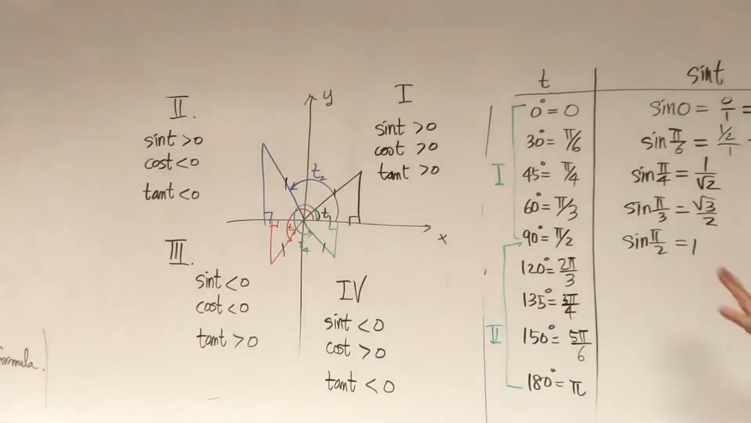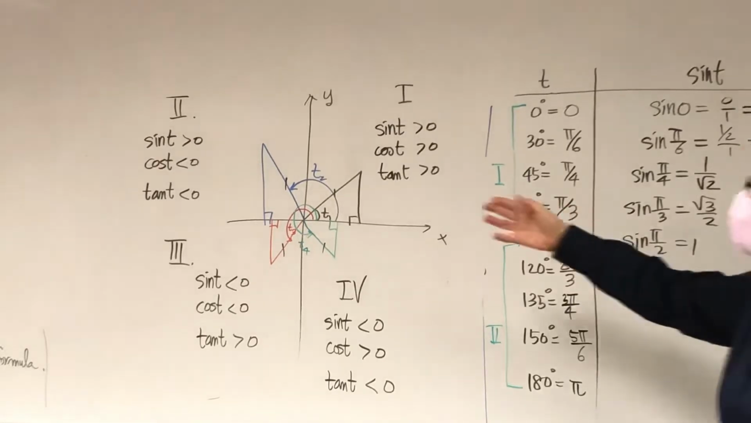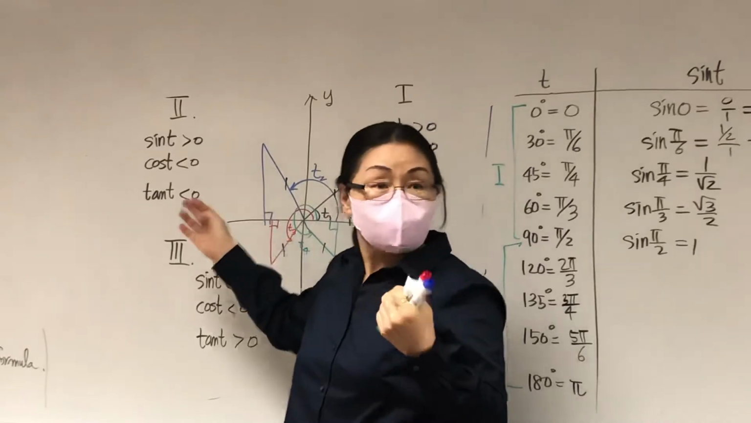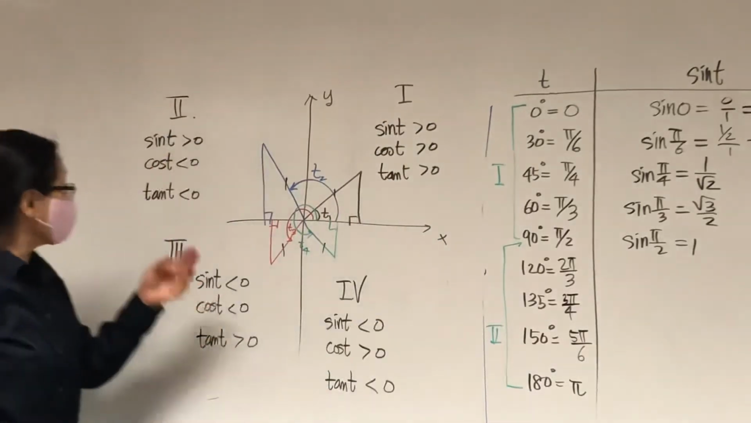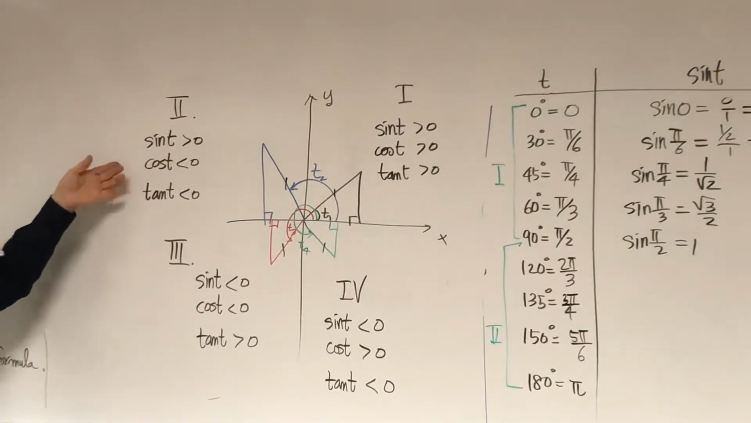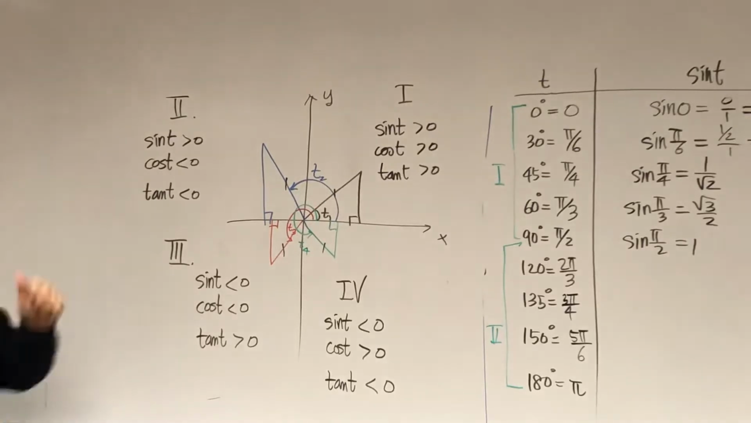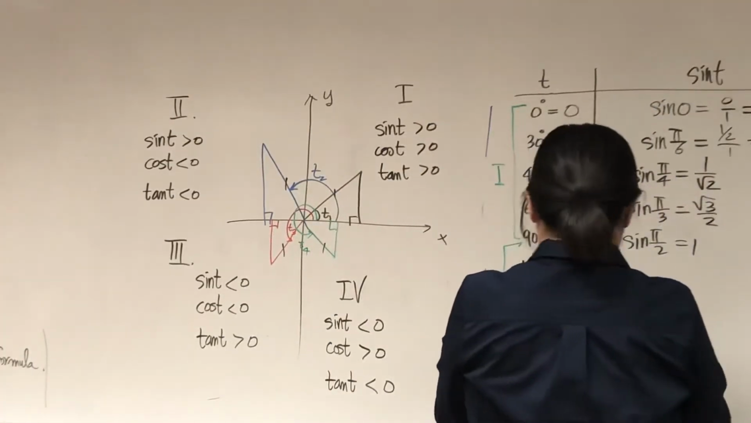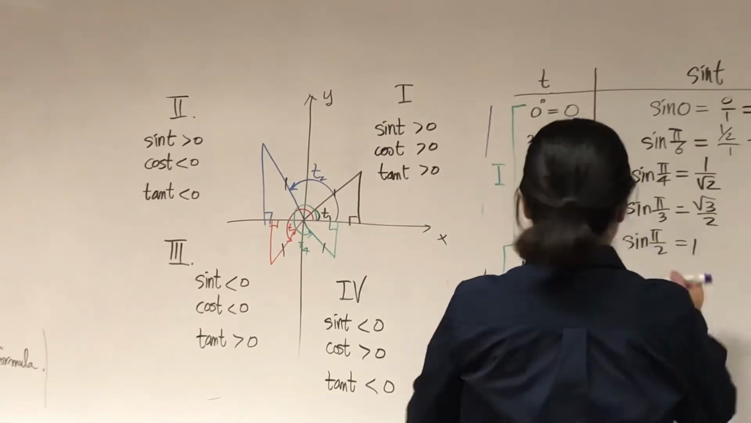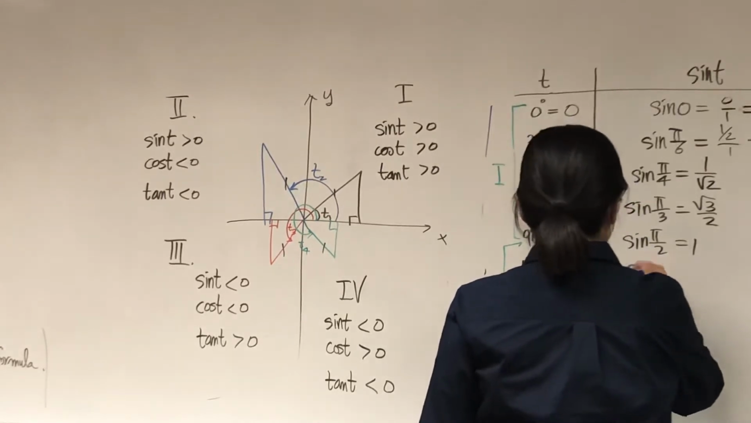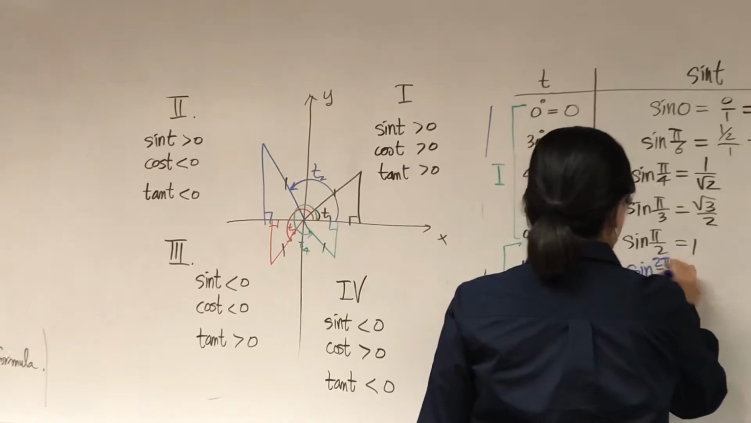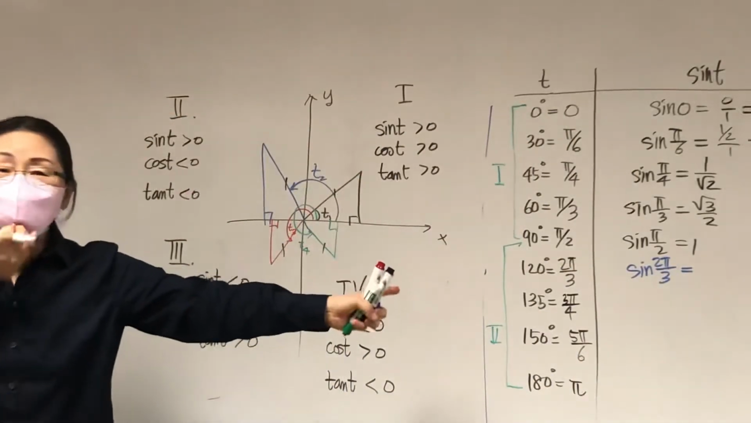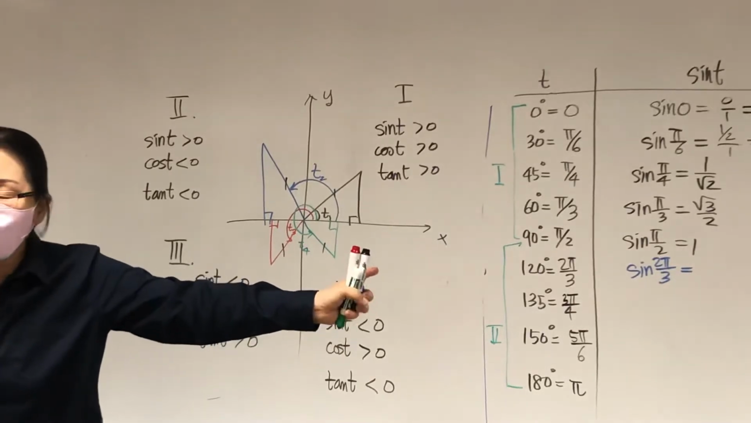Why do I emphasize that? From now on, at the second quadrant, your sine should be what? Positive. Cosine should be negative. Good. Let's go. So, what is the sine of 2 pi over 3? Because your angle is more than 90 degrees.